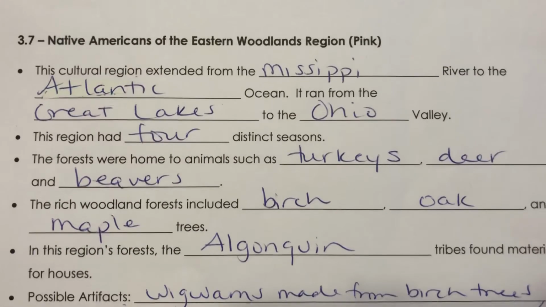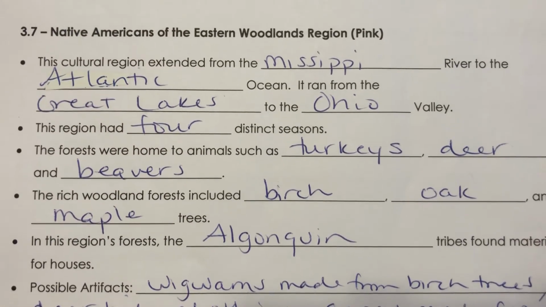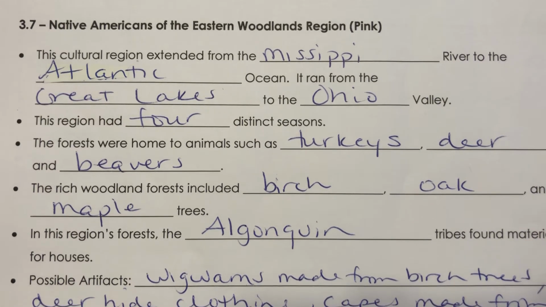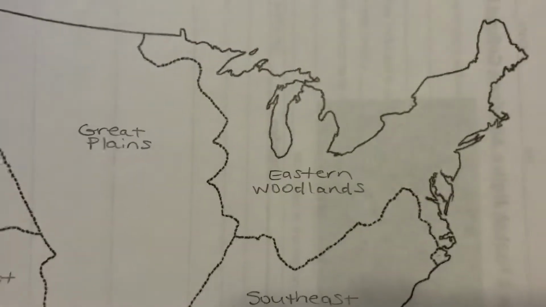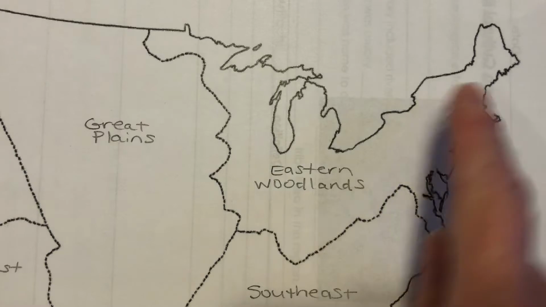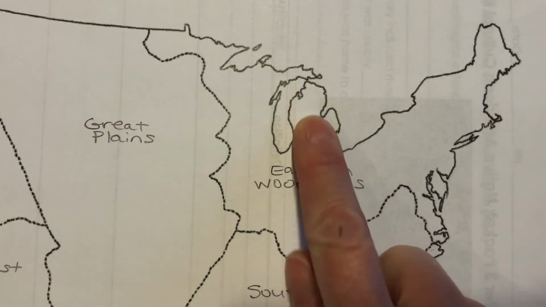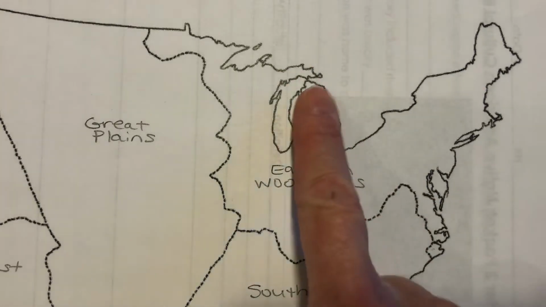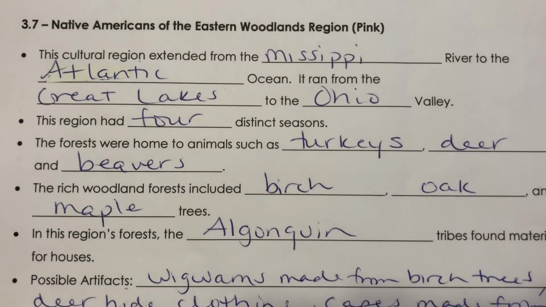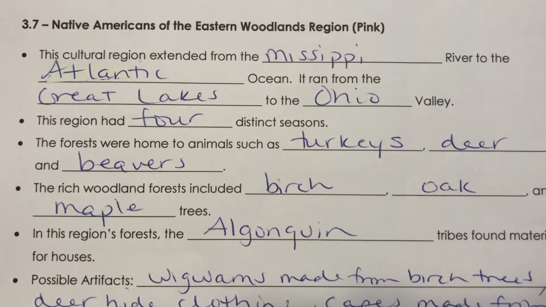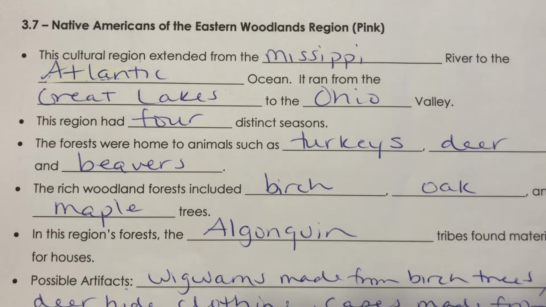All right, next, 3.7, we have the Native Americans of the Eastern Woodlands region. So the Eastern Woodlands region is right here. Hopefully you recognize, hey, that's us. This is Michigan. Here are the Great Lakes around it. But yeah, we're part of the Eastern Woodlands region. This cultural region extended from the Mississippi River to the Atlantic Ocean. It ran from the Great Lakes to the Ohio Valley.